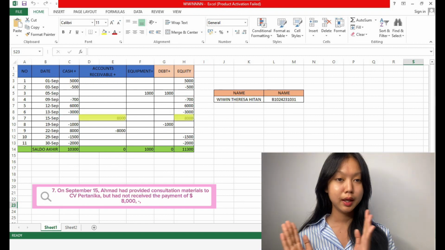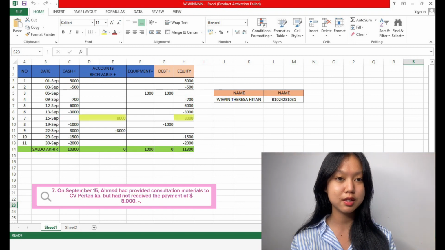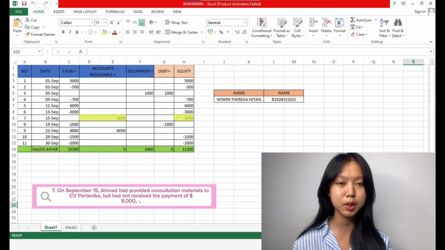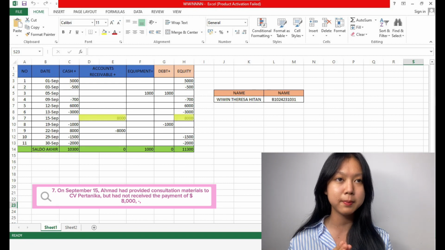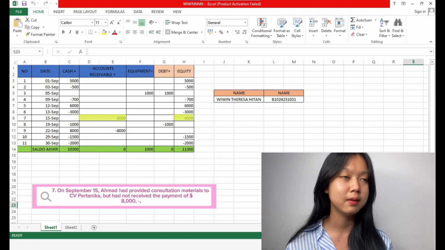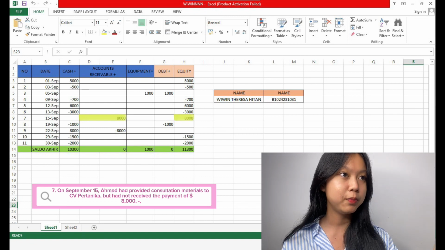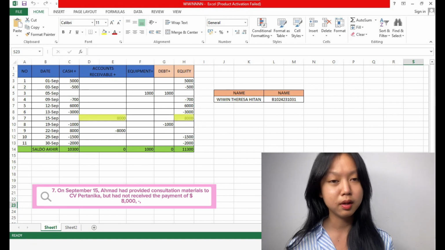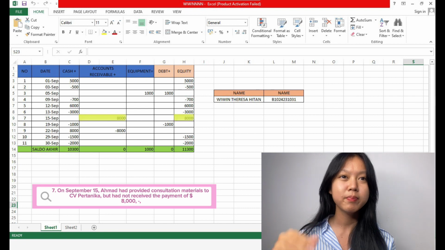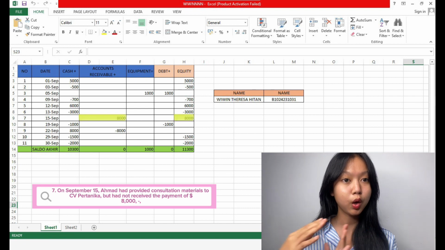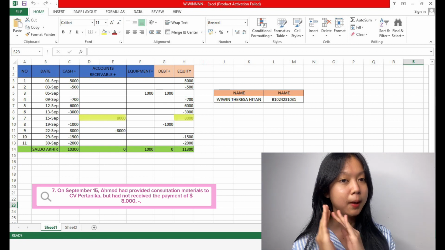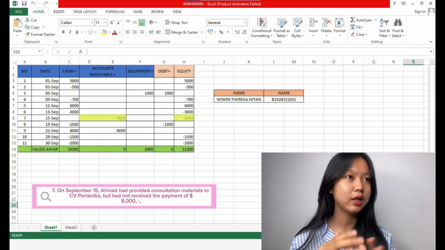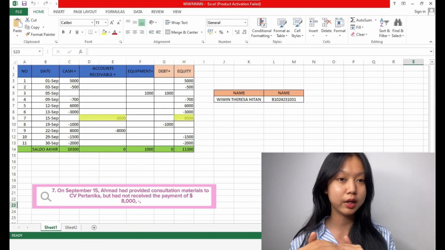And next, for the 7th accounting transaction, which is on the 15th September, Ahmad had provided consultation materials to CV Pertanika but had not received the payment of $8,000. So on the table, we put the nominal on account receivable. Why? Because CV Pertanika owed, or has a debt to Ahmad, so we put it on account receivable and also on equity.